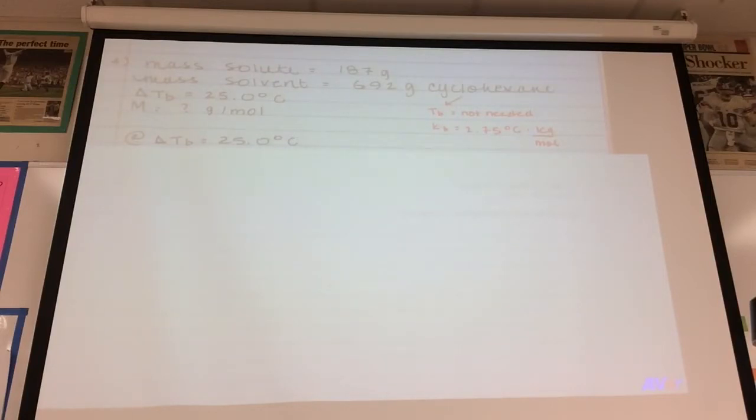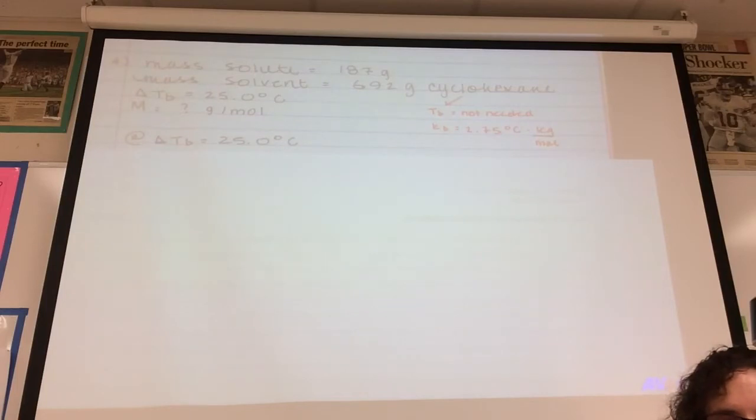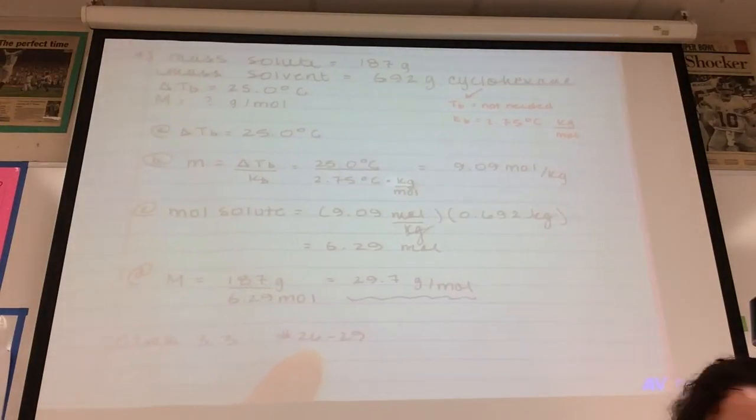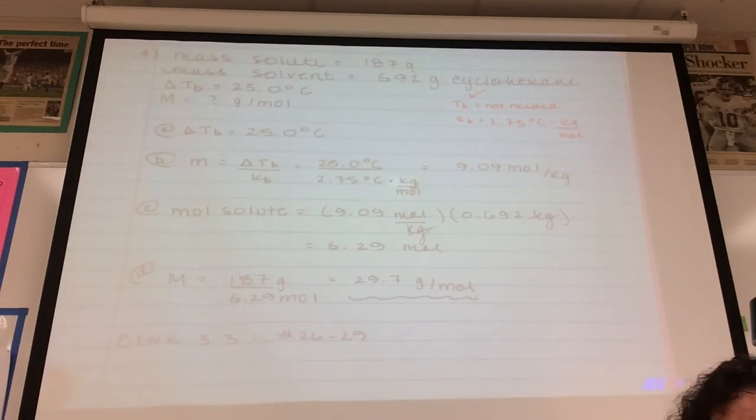I'd like you to give this problem a try. I will reveal the answer just so you can check your work. But I also want to tell you what classwork problems go with this molar or molecular mass determination from either information about freezing or boiling. And so the classwork that you can do that corresponds with this section is shown right here. These will be the molar or molecular mass determinations.